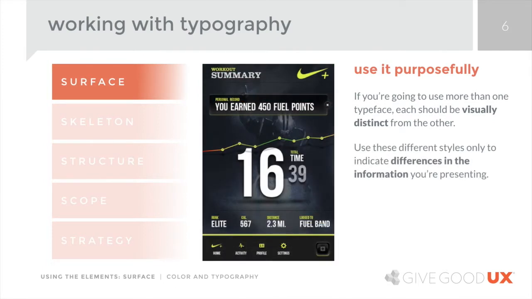Here's another example. This is Nike's Fuel app. Notice that workout summary is in a very different font style than everything else on the screen. Why? Because it's a general categorization. It tells you what is on the screen that you're looking at, and it stands apart from the actual content that you're meant to absorb, such as you earned 450 fuel points, or your total time was 1639, or your rank, or your calories, your distance, all these things below. When the information is different, you use a different style.